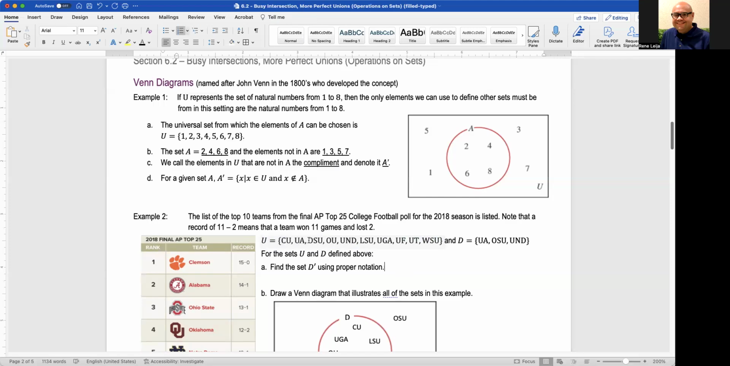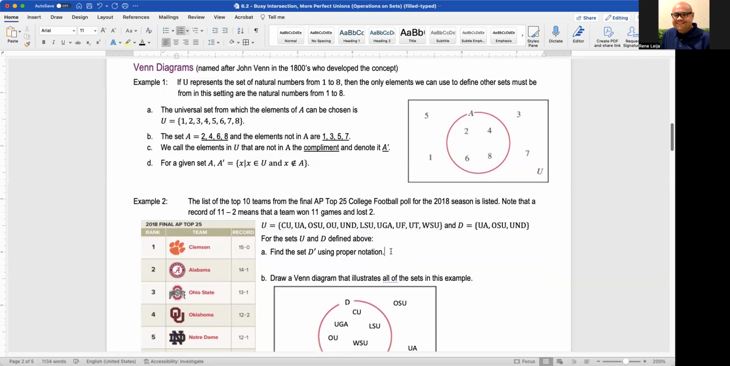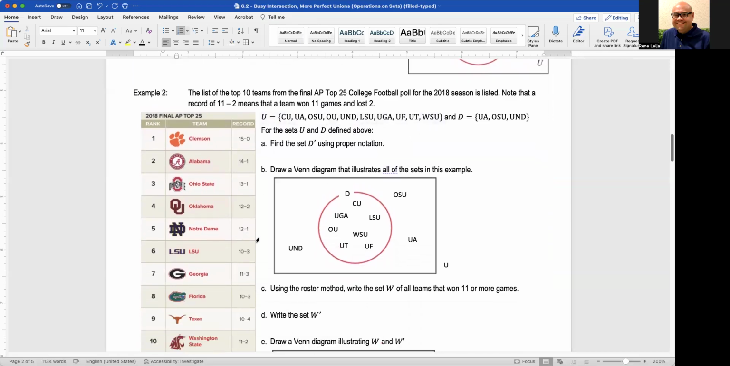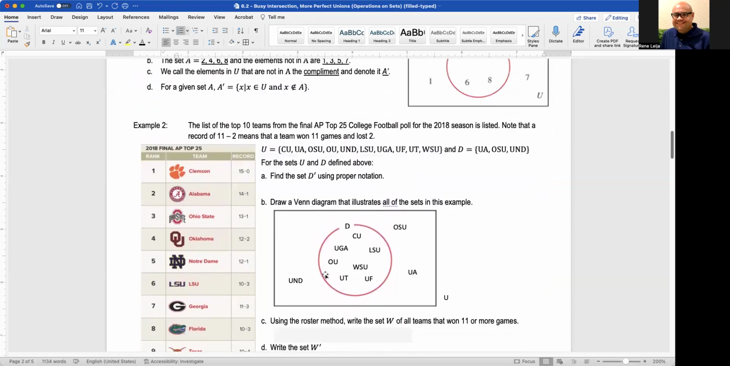Clemson University, University of Alabama, Ohio State University, Oklahoma University, University of Notre Dame, Louisiana State University, University of Georgia, University of Florida, University of Texas, and then Washington State University. And then they've also given us D to be these 3 universities: University of Alabama, Ohio State University, and University of Notre Dame. So for sets U and D defined above, that's what we're going to be using for all of this.